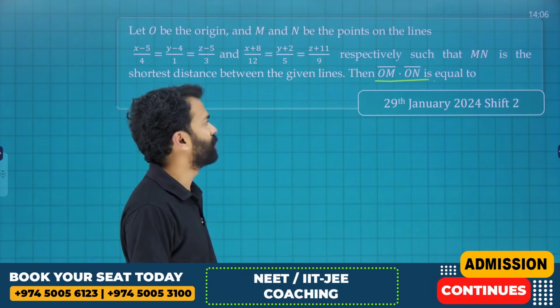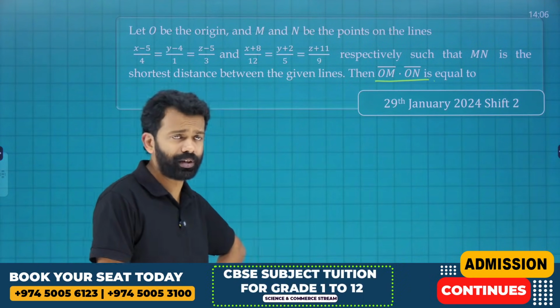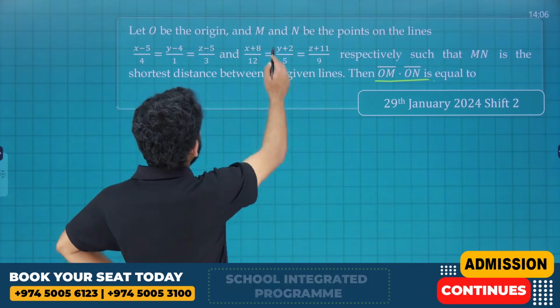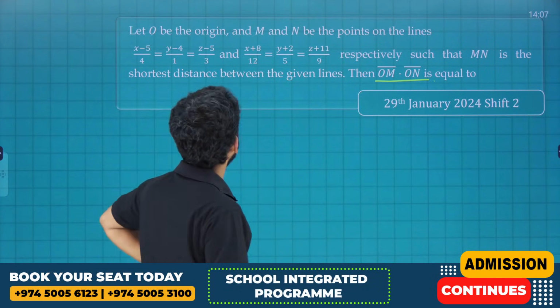Okay, it's also a very important question. I think we have discussed a question like this in the previous session. Okay, let's try and sort it out. M and N are the points on the lines respectively. MN is the shortest distance between the two lines. Okay, fine.